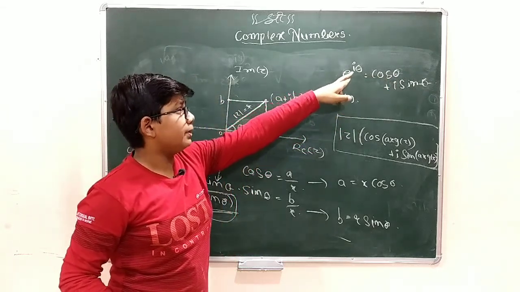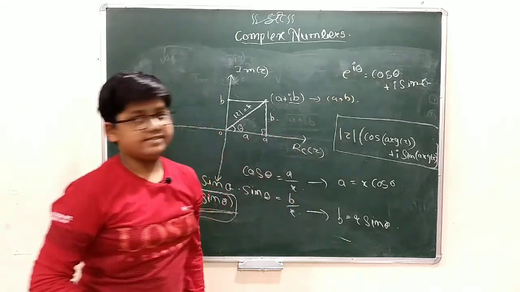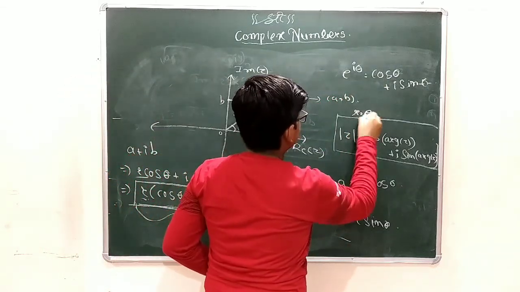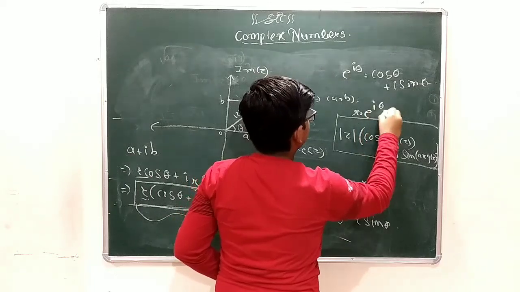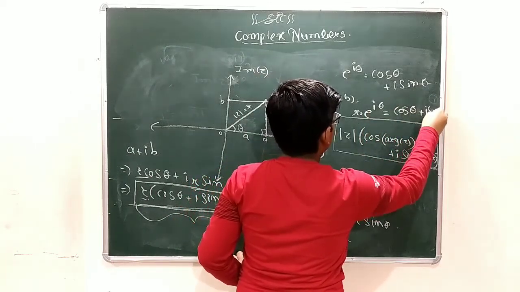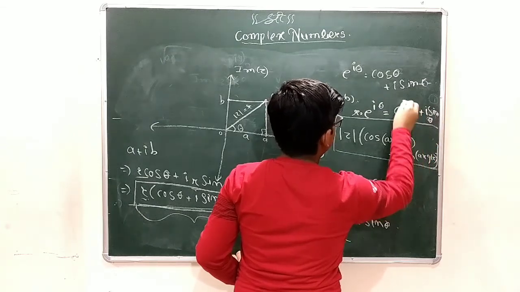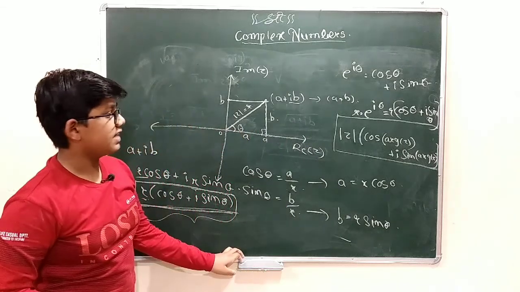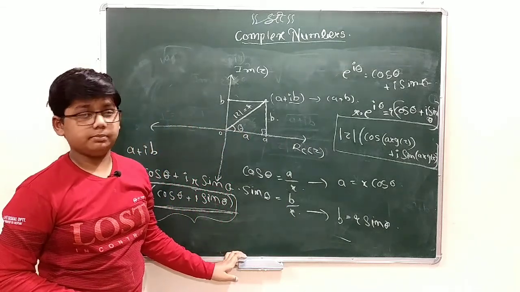So we will get r into e to the power i theta, which will be equal to cos theta plus i sin theta, multiplied by r. This will be known as the exponential form of complex number.